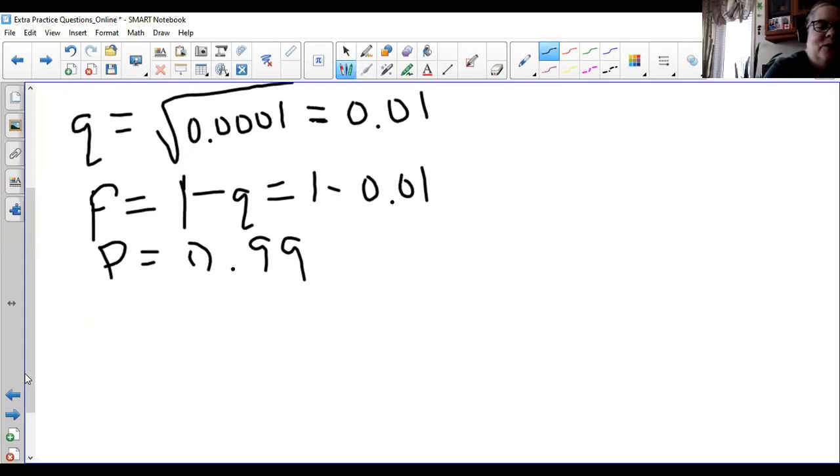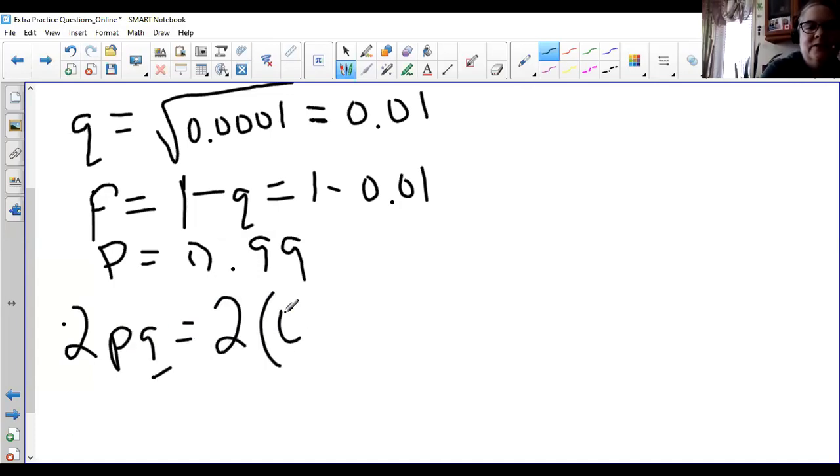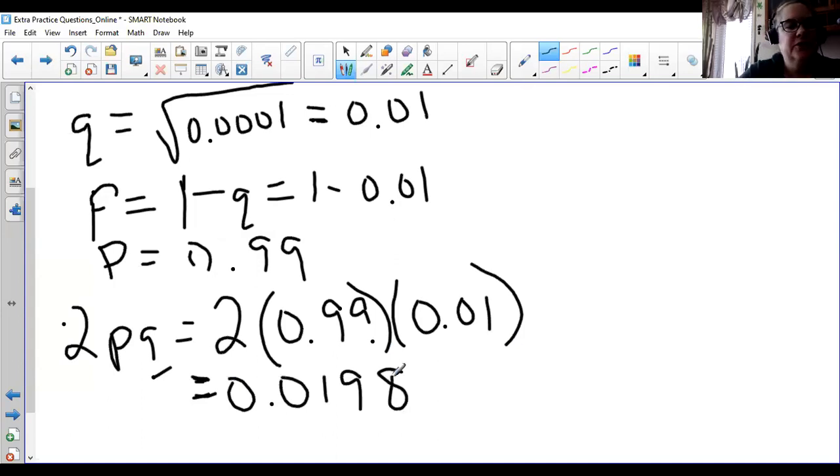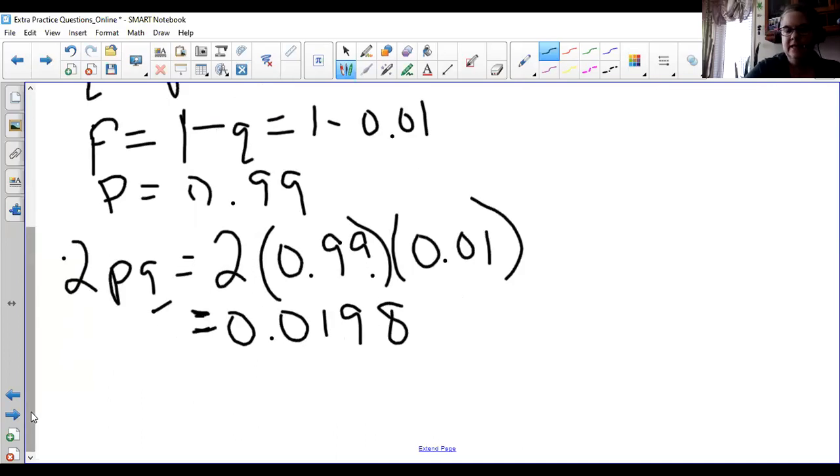Good. So I need to figure out the frequency of individuals that are heterozygotes. So 2 times P times Q, 2 times 0.99 times 0.01. All right, what do I get? Okay, 0.0198. And in these instructions I told you just to write it as a percent to the nearest whole number. So what would this be as a percent to the nearest whole number?